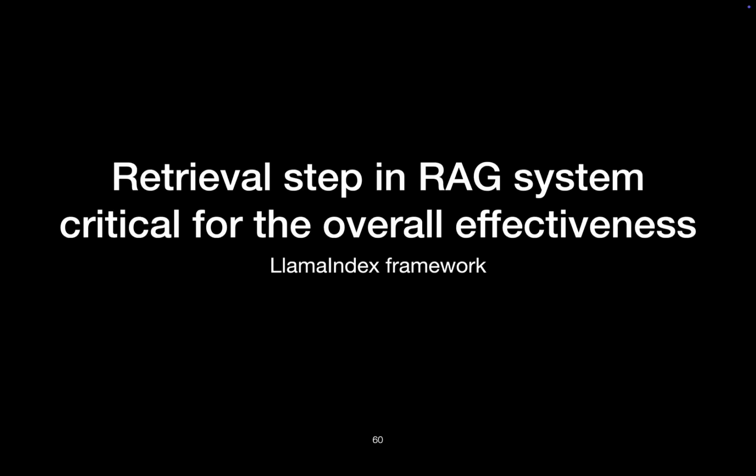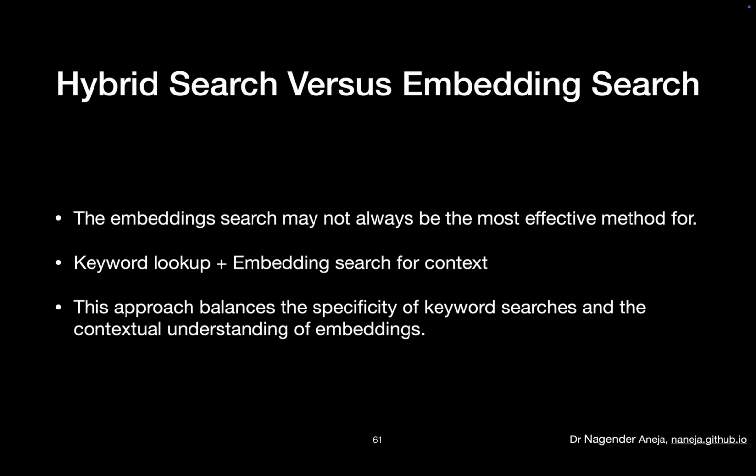So the retrieval step in a RAG system is critical for the overall effectiveness. It is very critical how you're going to retrieve the sources, whether you're using only embedding search, or augmenting it with keyword search, or also adding some other searches. And you can use the Llama index. That's much better for this. And that's what I was meaning, hybrid search.